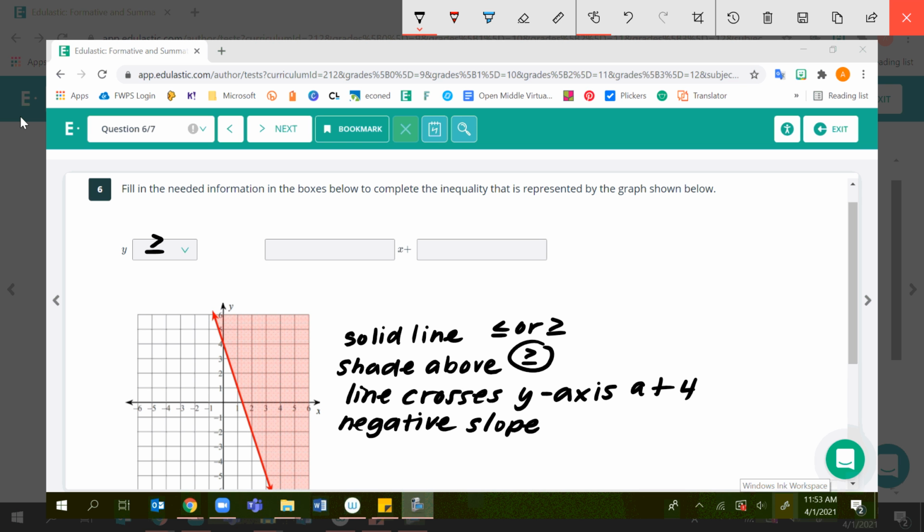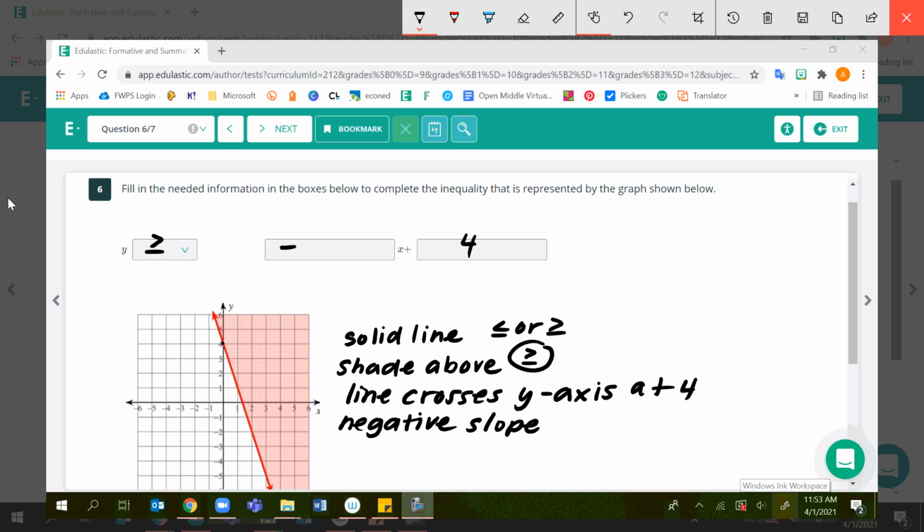Okay. Since I know I have a negative slope, I know this is going to be a negative number in front of my x. Because remember that this number in front of your x is always going to be your slope value. And the number that comes after my x is my y-intercept. And we know that my line crosses the y-axis at a positive 4. So my y-intercept is 4. Okay. Now all that's left to do is figure out what the slope is.